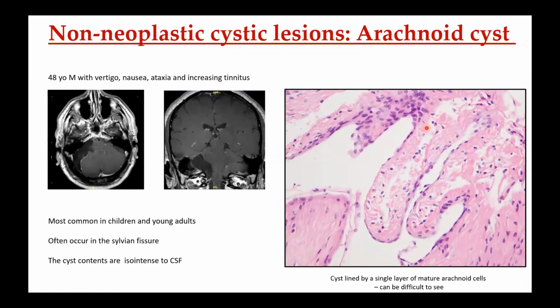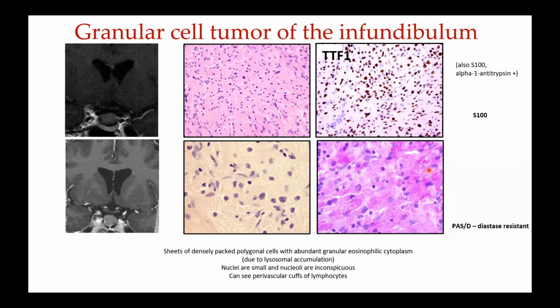And then the other type of cyst that's common to see more often in the pediatric population are arachnoid cysts. These have a very, very thin epithelial or arachnoidal lining. It can be difficult to see and is often highlighted best by immunohistochemistry stains such as EMA.